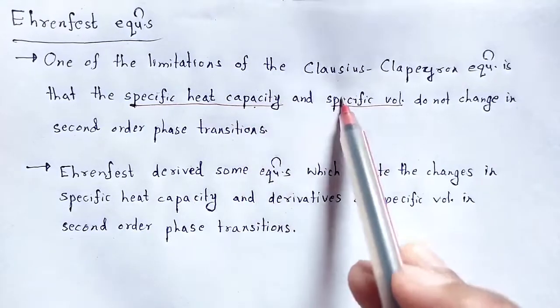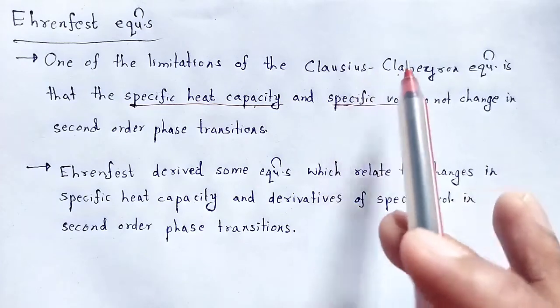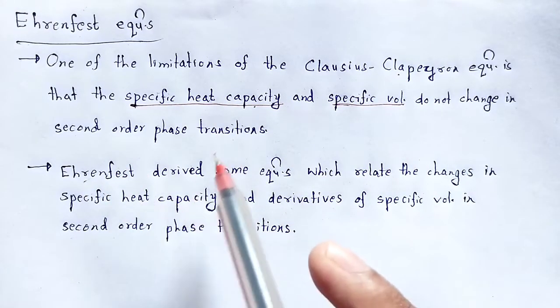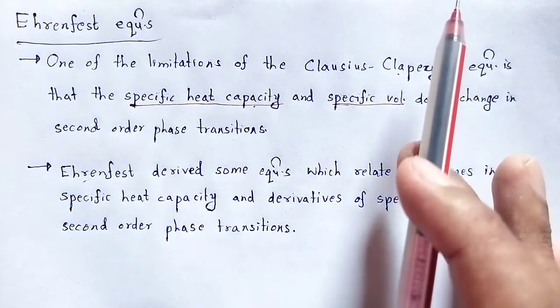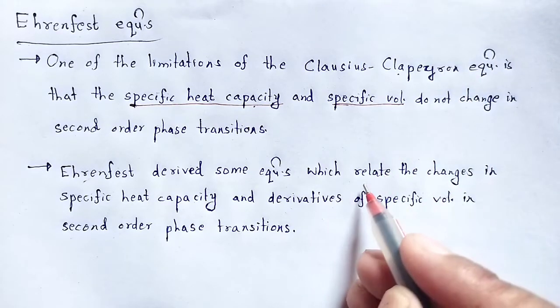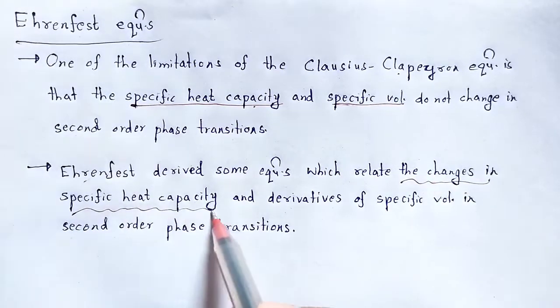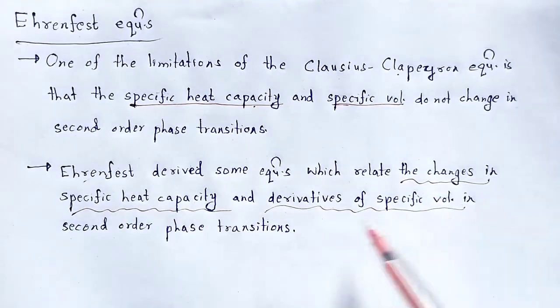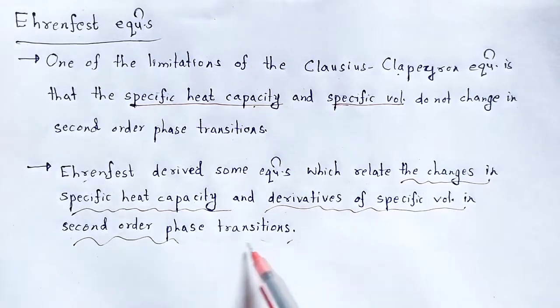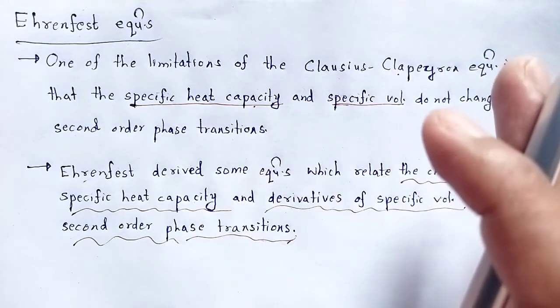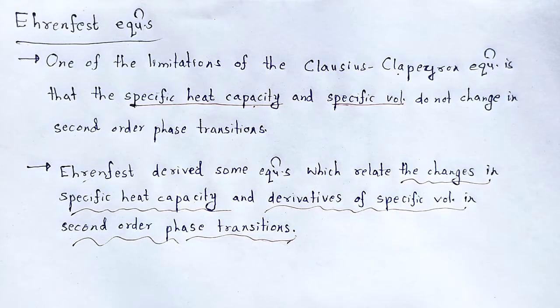Here are the drawbacks of the Clausius-Clapeyron equation. To solve those drawbacks, the scientist Ehrenfest introduced a new equation which relates the changes in specific heat capacity and derivatives of specific volume in the second order phase transitions. This is the introduction to the Ehrenfest equation. So let us derive what exactly the Ehrenfest equation is.